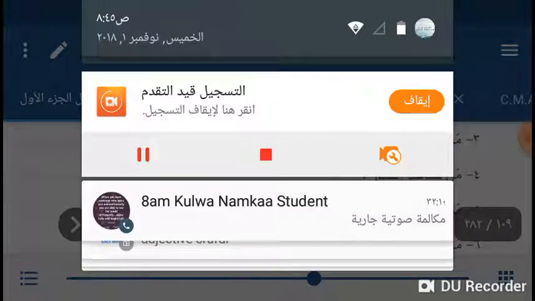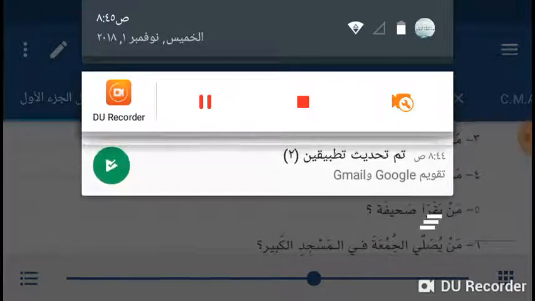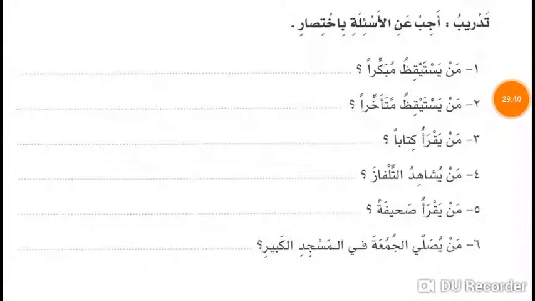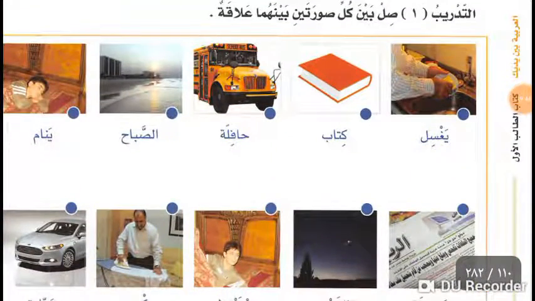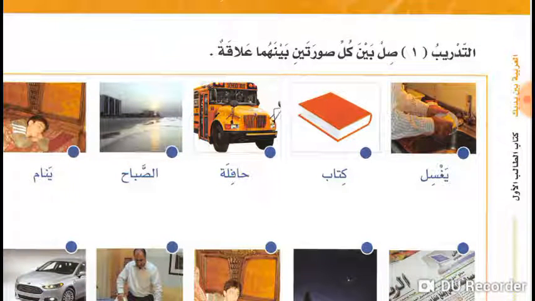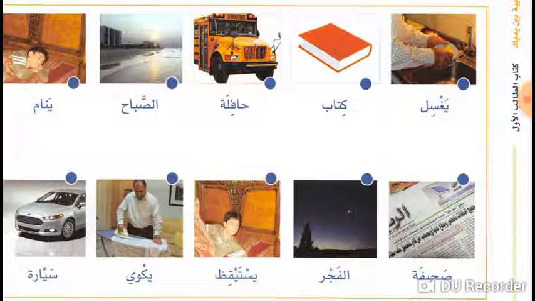Okay. Just a minute. Then we have vocabulary, first exercise. He is telling you to join the pictures with their appropriate place. For example, the picture of Yaksil will be joined with the picture of Yakvi, because both pictures are related to each other. Similarly, join all other pictures.